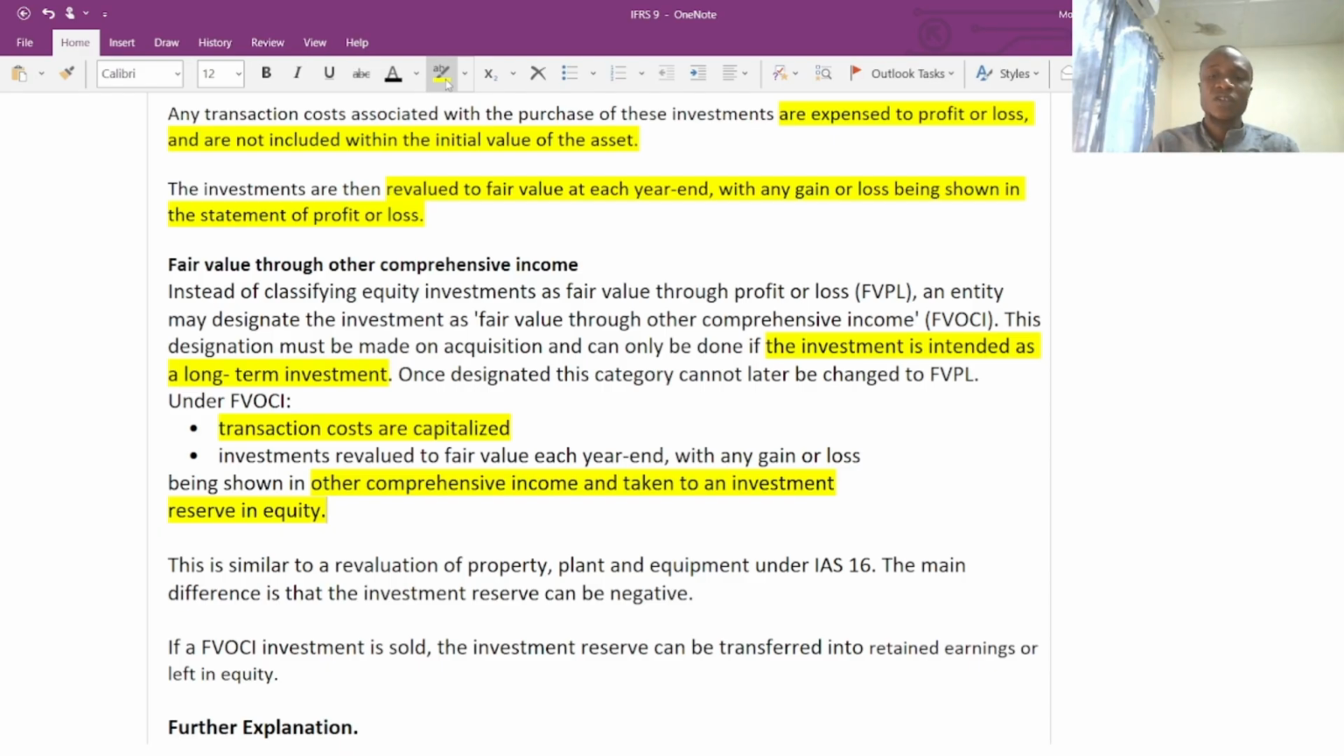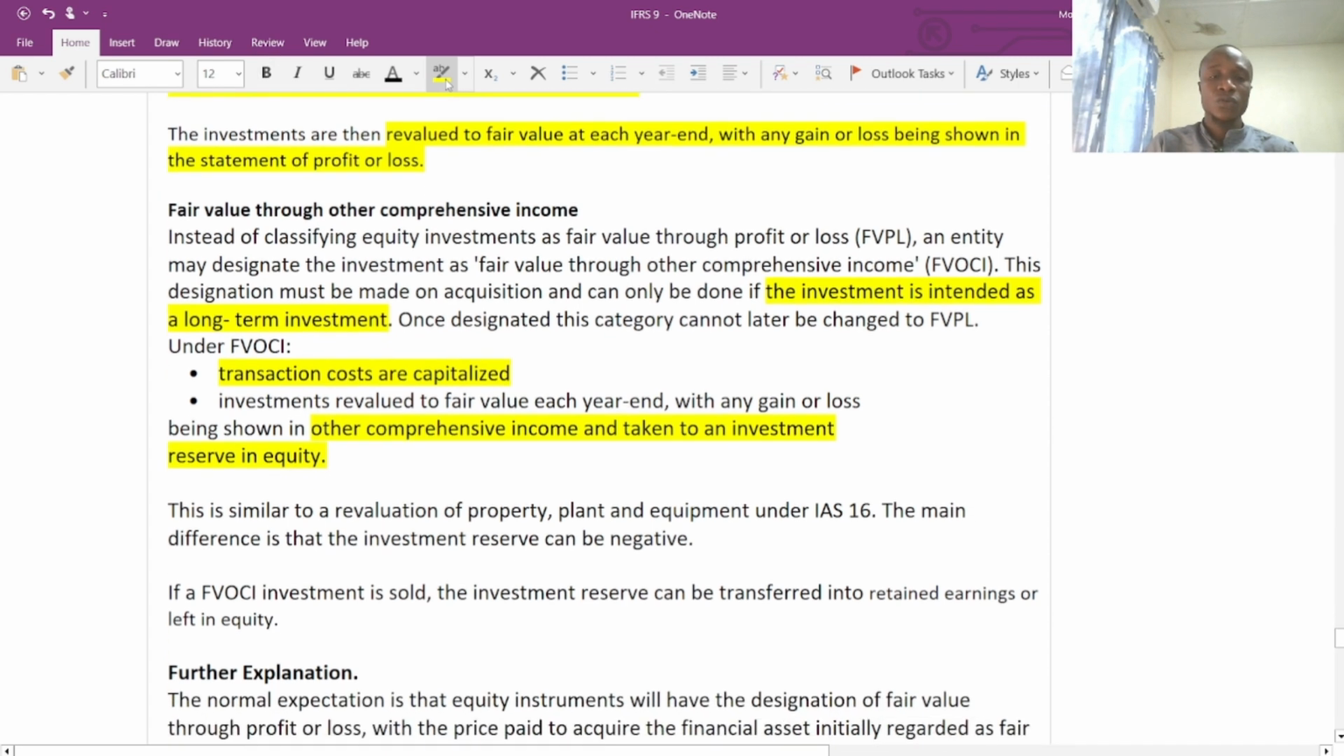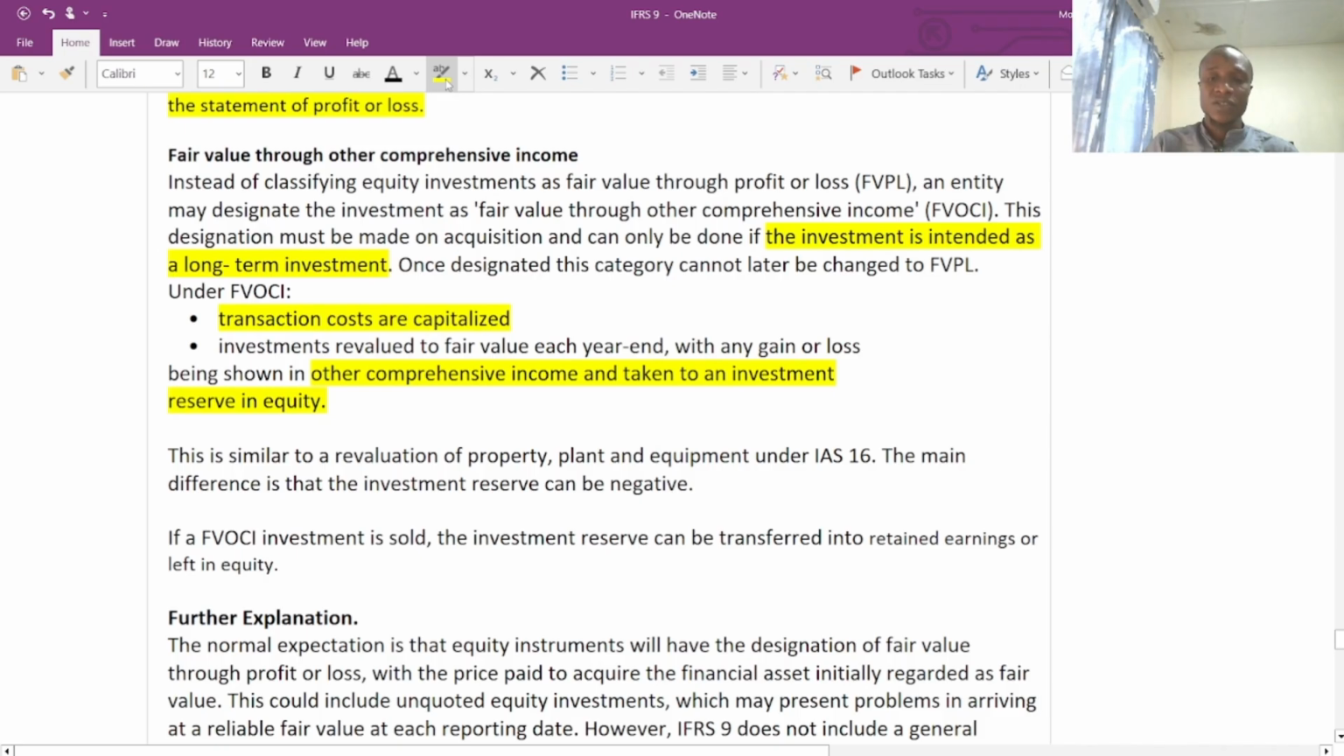This is similar to evaluation of property, plant, and equipment under IAS 16, which is clear. The main difference is that the investment reserve can be negative. Don't worry about that. If a fair value through OCI investment is sold, the investment reserve can be transferred into retained earning or left in the equity.